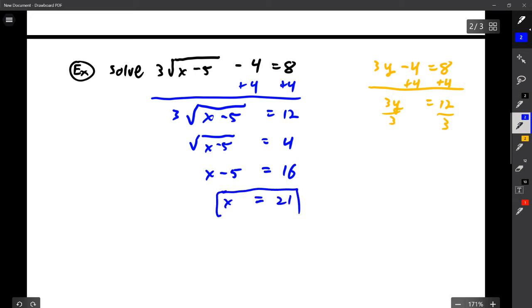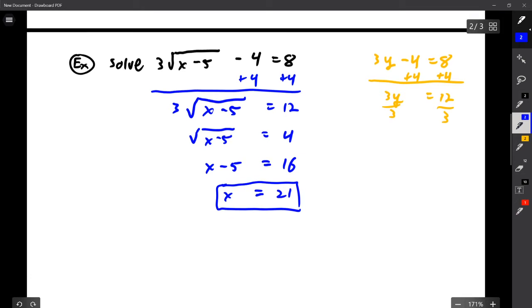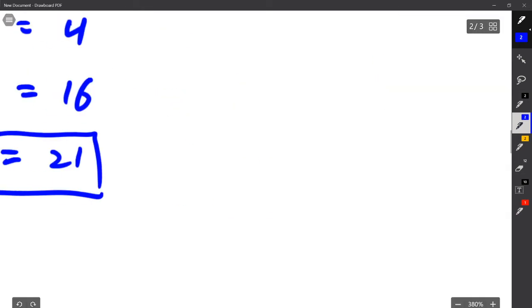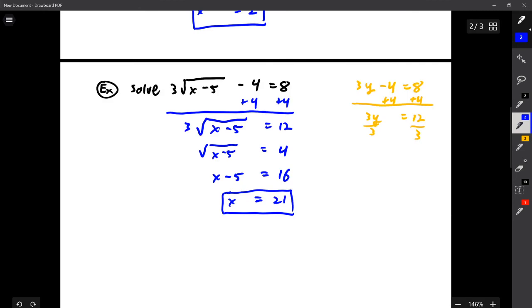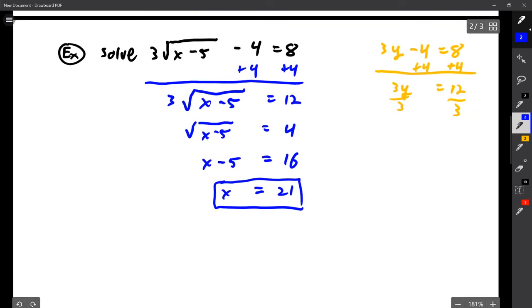And that's my answer. Now, if you were asked to check one like this, oops, sorry, I accidentally did a bunch of zooming in there. If you had to check one like this, the rule is the same. You start with the original formula that you were given. So we're saying, does 3 times the square root of 21 minus 5, minus 4, equal 8?